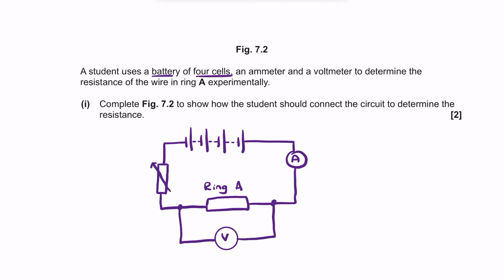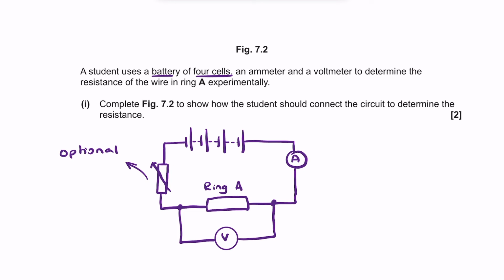Like so. So the variable resistor could be optional because the question itself doesn't say that the student is using this, so I'm just going to leave it there, but put that it's optional. So without the variable resistor, it's also going to be fine.